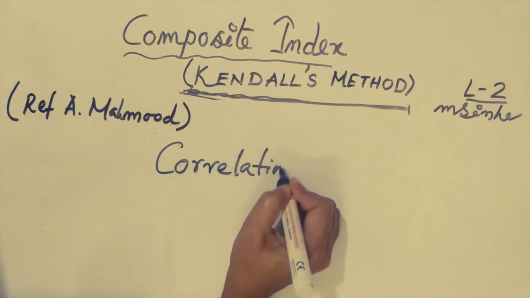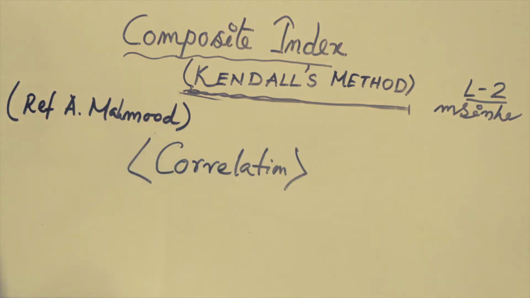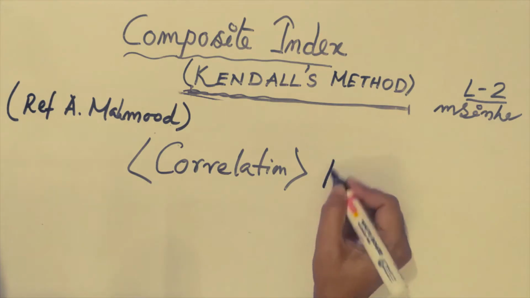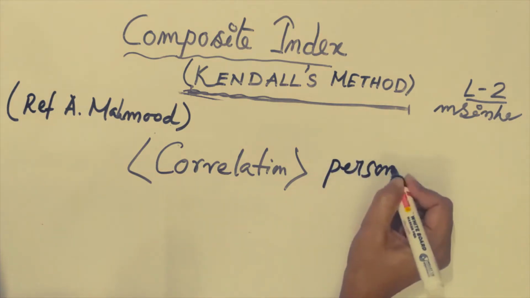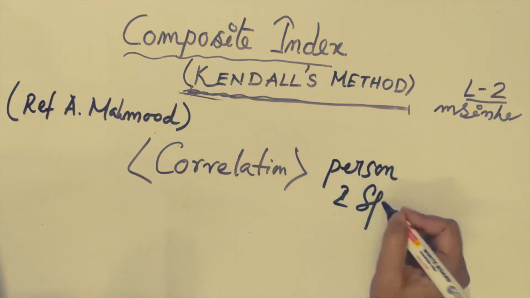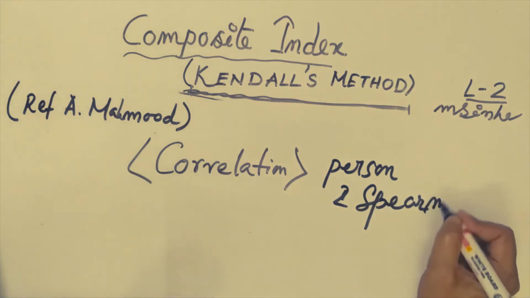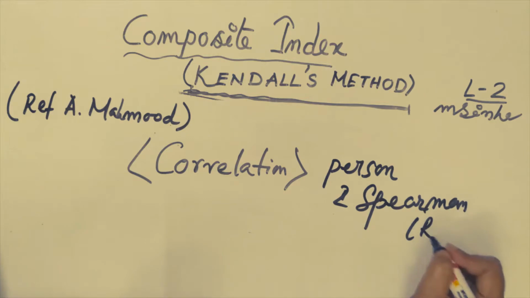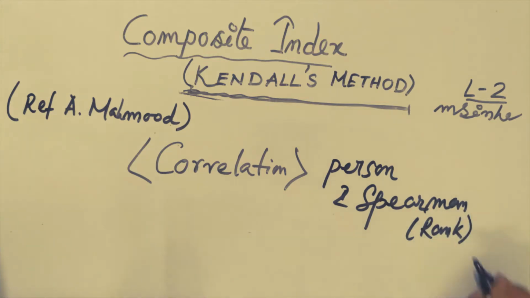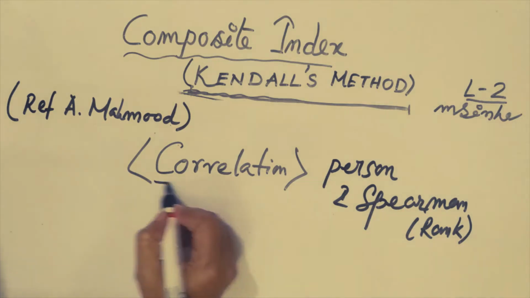Just like the other correlation methods, we are all familiar with the Pearson or Spearman correlation method, rather the Spearman rank correlation method. Okay, it's just a correlation method. Kendall's method is basically for correlation.